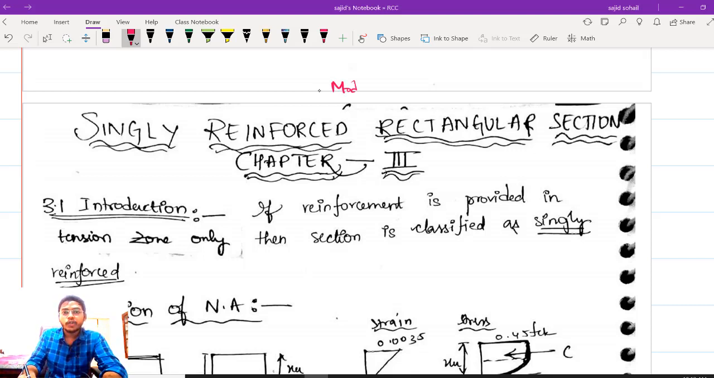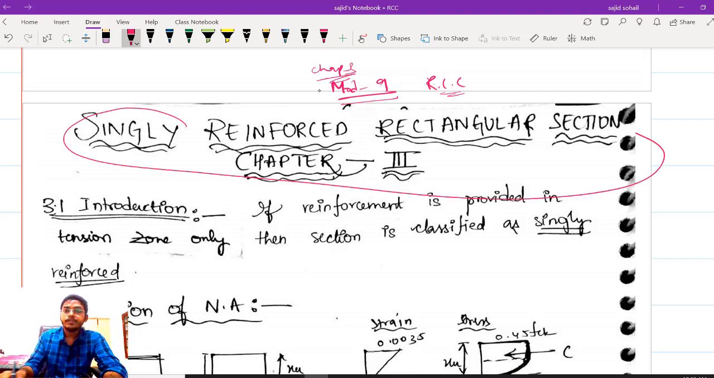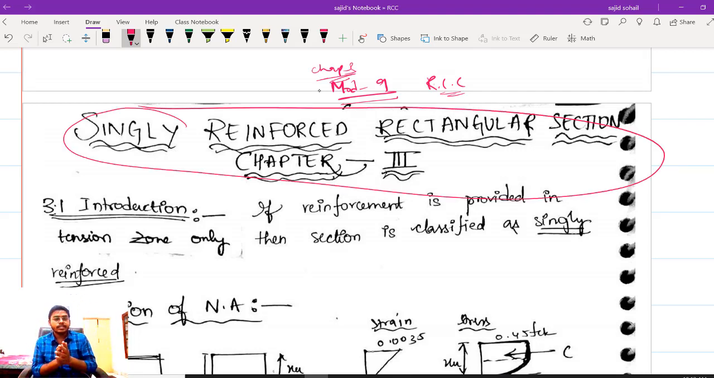Let us continue with module number 9 of our R.C.C. And in this module I am going to start the first chapter, chapter number 3, which is singly reinforced rectangular section. In the next chapter I will teach you doubly reinforced rectangular sections. Sir, what is singly reinforced, doubly reinforced?